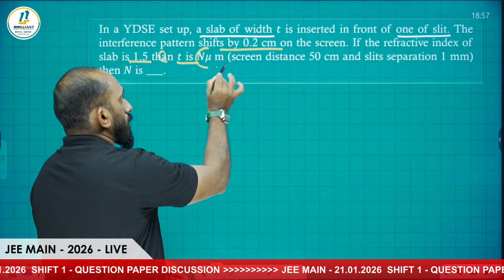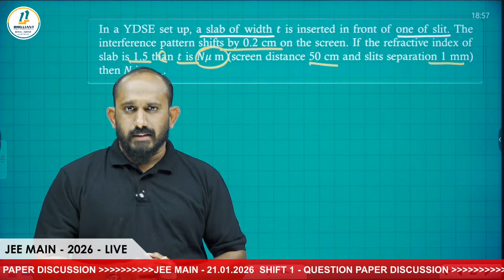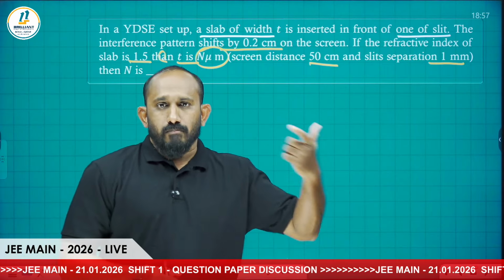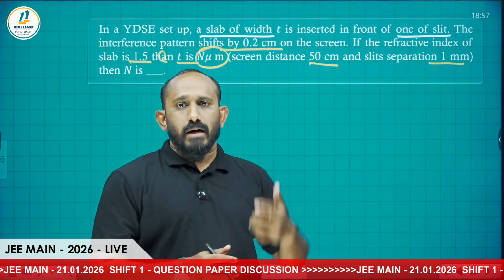So we know if you keep a slab across the path of a slit, then the path difference caused will be balanced by the shift produced. So we have an equation: d into Y by capital D will be balanced by mu minus 1 into T. That T we have to find out.